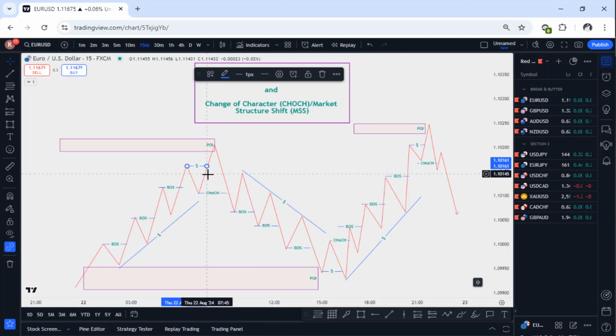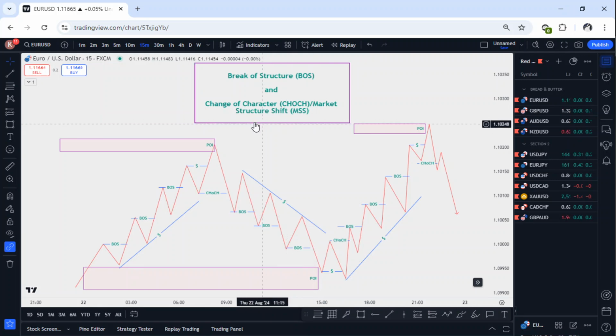So that reversal, that break of the previous high or low in a market, is what is called change of character. We also call it market structure shift. Now the ICT people tend to call it market structure shift.